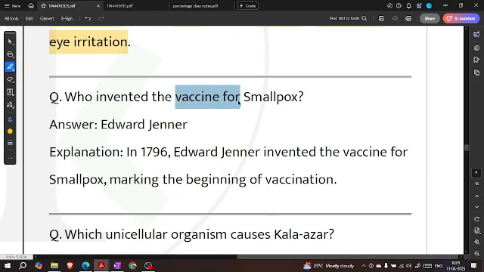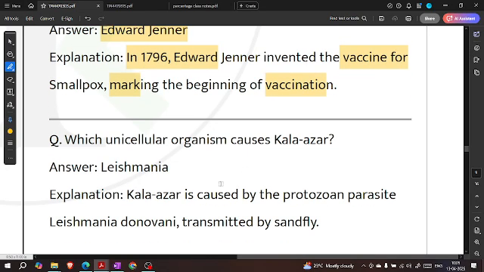Who invented the vaccine for smallpox? Edward Jenner. In 1796, Edward Jenner invented the vaccine for smallpox, marking the beginning of vaccination.